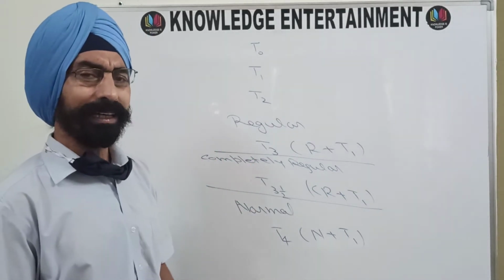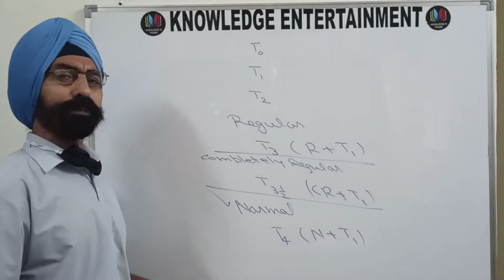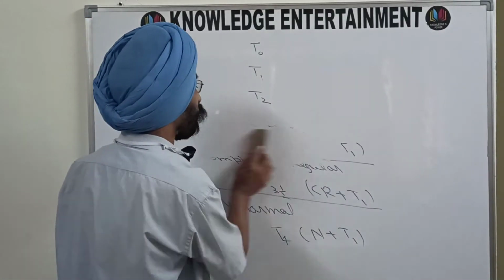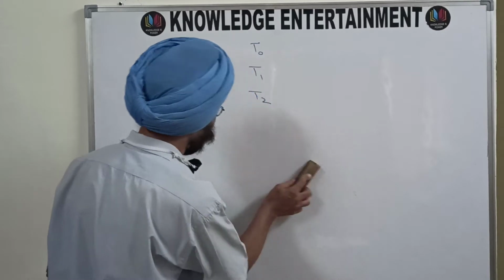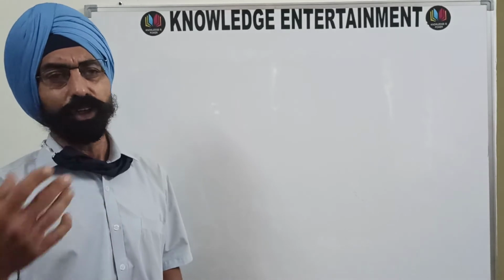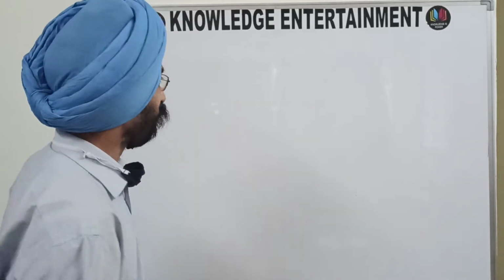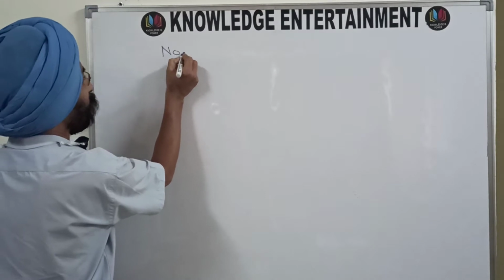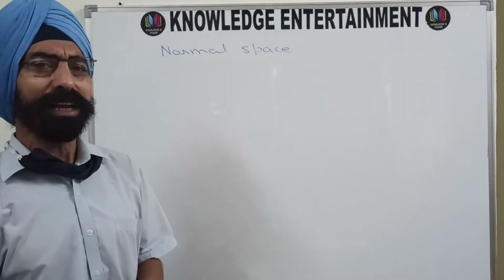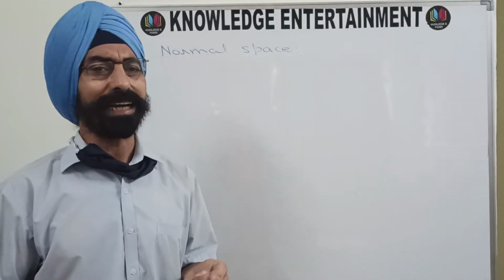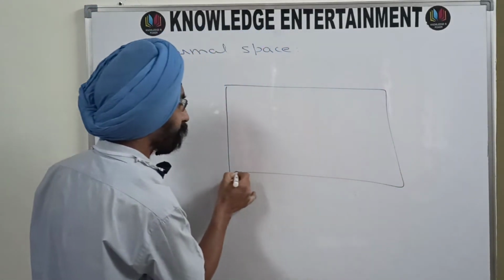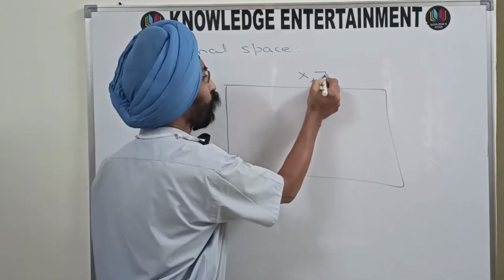But in today's lecture we will concentrate on normal spaces and T4 spaces. I am going to start with the definition of normal spaces, and then we will move on to T4 spaces, and then some properties of normal spaces and T4 spaces. So first of all, the definition of a normal space. What a normal space is. First of all, I would like to illustrate this diagrammatically. So here is your space X with some topology tau defined on it.